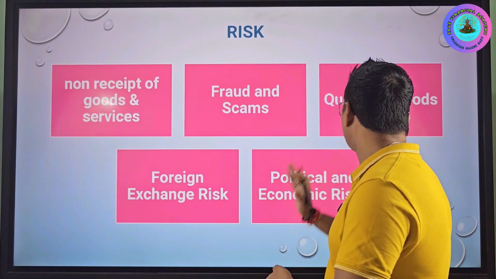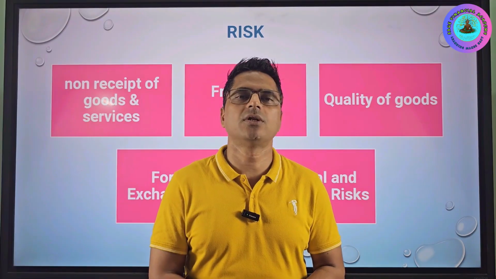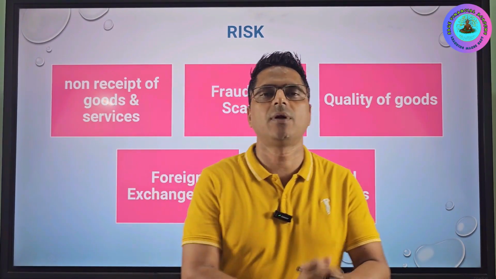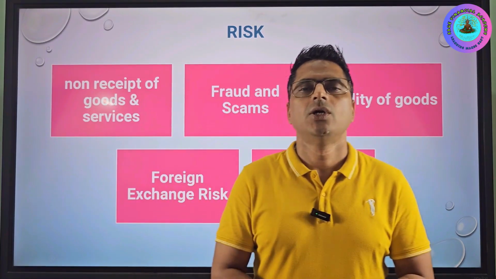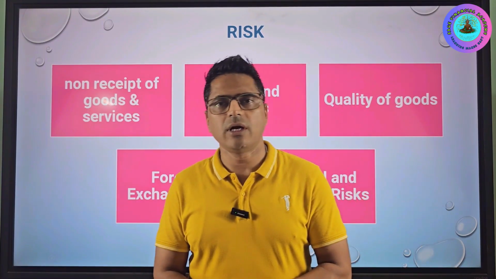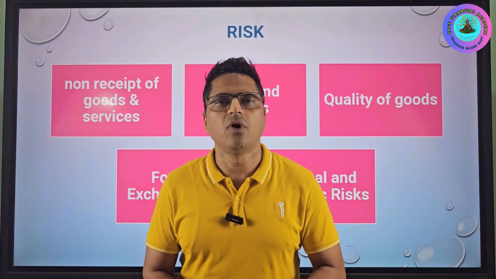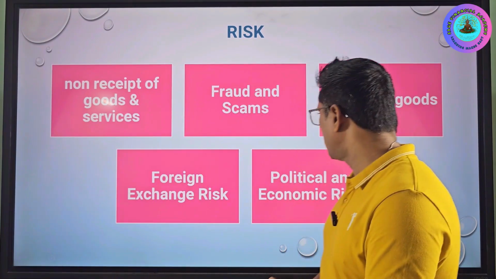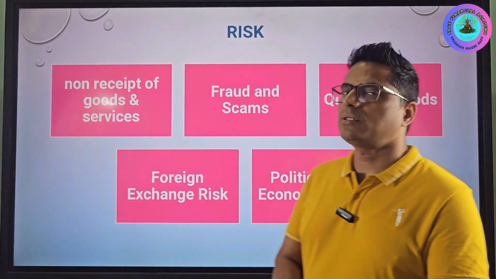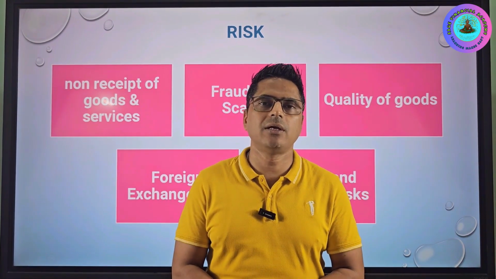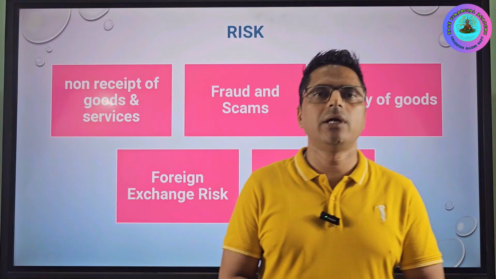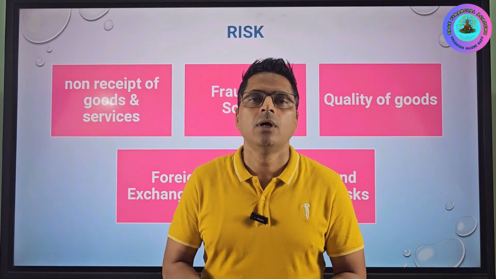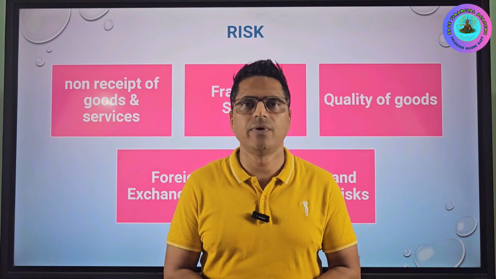What is the other risk? Quality of goods. You are making payment for a specific quality of goods that is available in a specific country only, and after making payment, once the goods have reached, you observe that that quality is not available in the goods or services for which you have made the payment. You must be aware of these risks as well. What is the other risk? Political and economic risk. If you are making payment and that country is not stable politically and economically, your payment may get stuck and you will not be able to get a refund or goods or services as well.